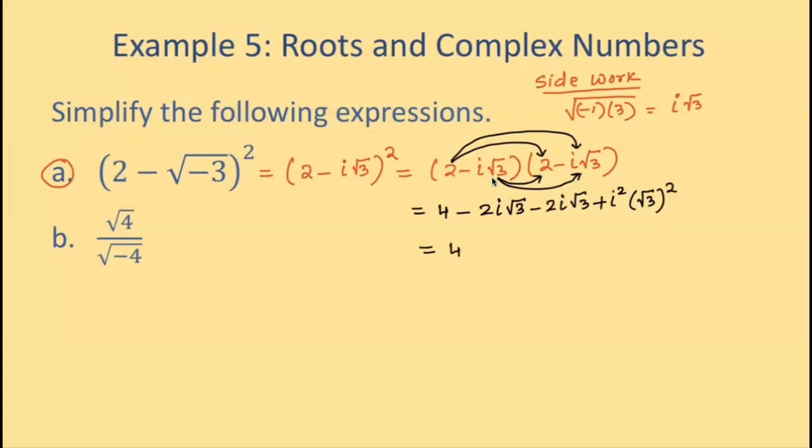Okay, so we have a 4. These two, the middle two, you can combine: 2I square root of 3, 2I square root of 3. If you look at that, we have a total of 4I square root of 3. 2 and 2 will make a total of 4. So 4I square root of 3. Then plus, write down the value of I squared. I squared is negative 1.